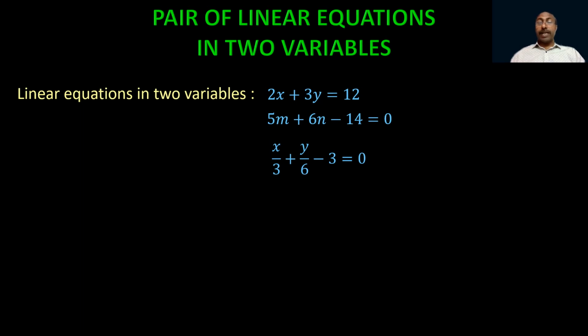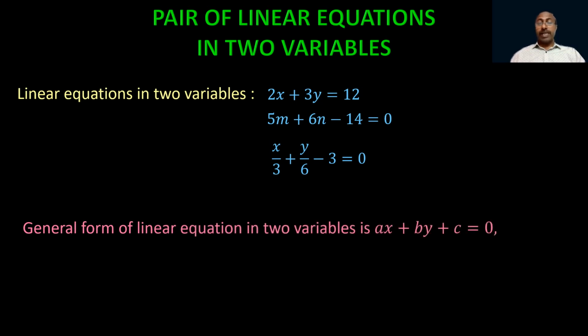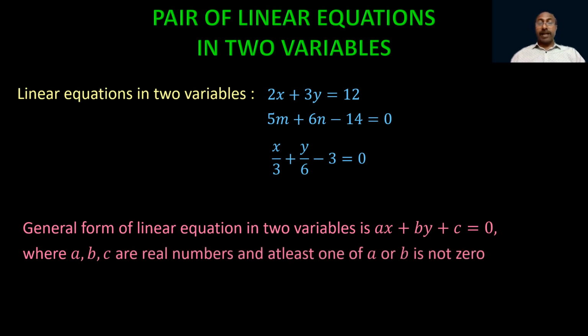Every linear equation represents a straight line in the coordinate plane, and the general form of a linear equation in two variables is ax plus by plus c is equal to 0, where a, b, c are real numbers and at least one of a or b is not 0. If both a and b are equal to 0, then the equation becomes 0 into x plus 0 into y plus c is equal to 0. That is, the equation is not a valid equation.